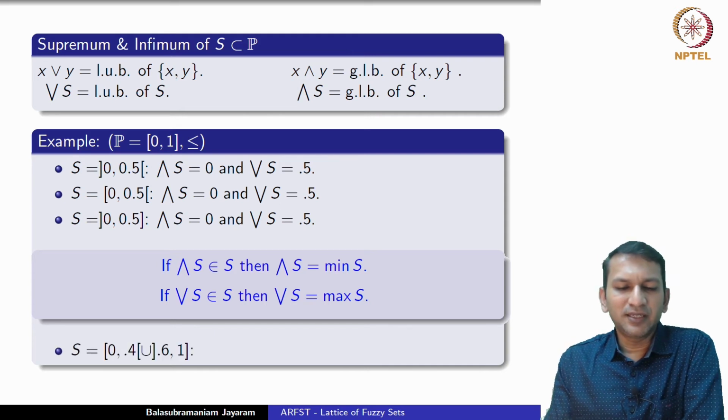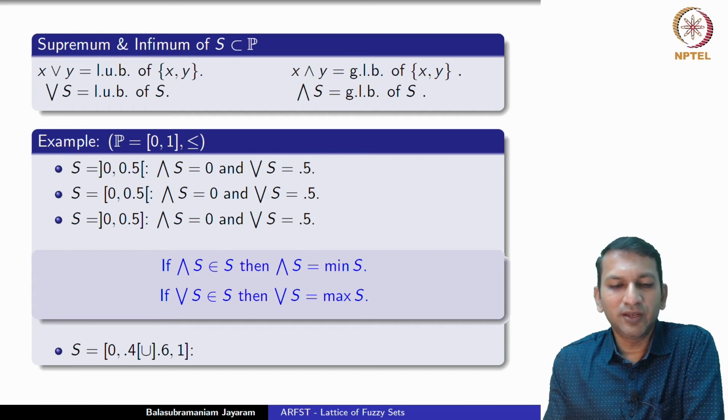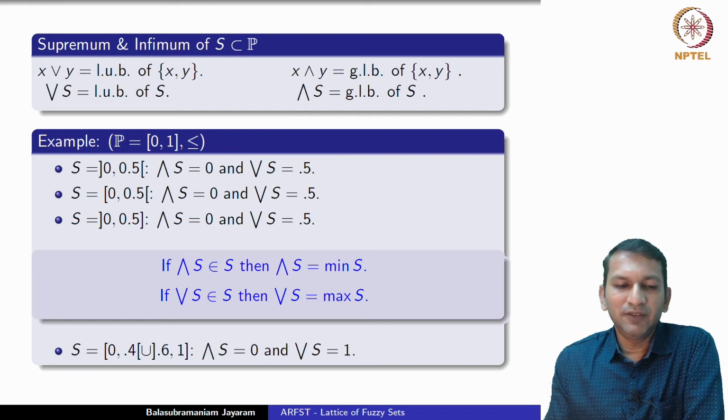Let's finally consider this particular interval. So this is a union of two disjoint intervals, 0 to 0.4 where 0.4 is not included, and 0.6 to 1 where 0.6 is not included. It is now clear then that if you look at the infimum of this set S, it is again 0 and the supremum of this set S is actually 1.